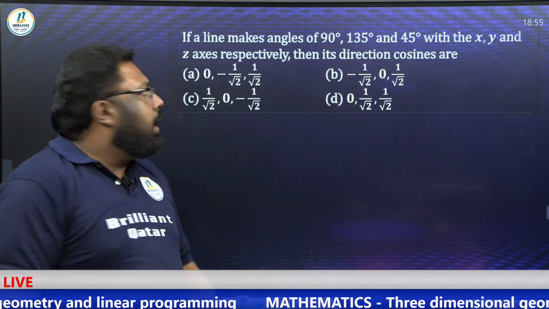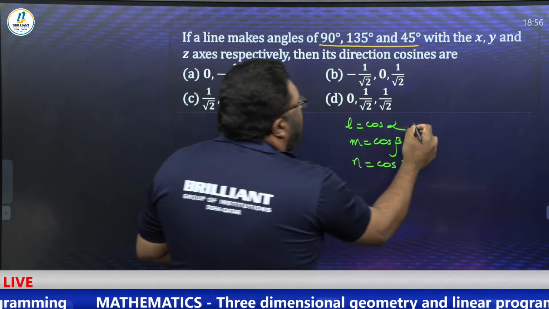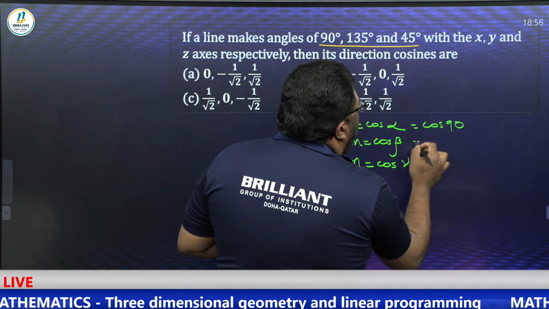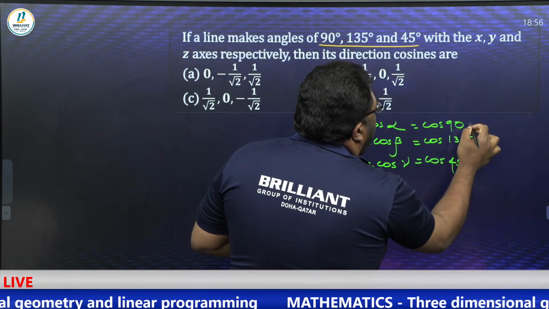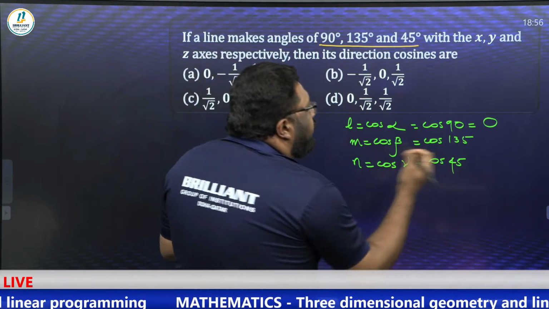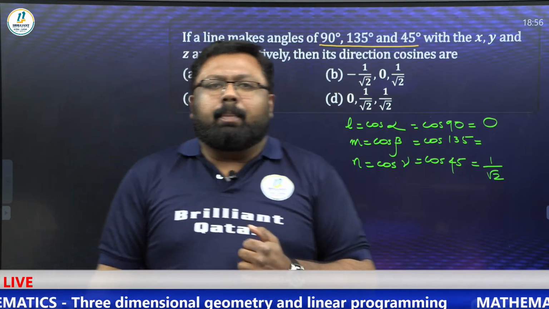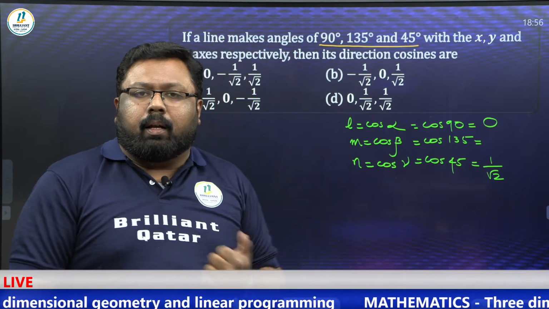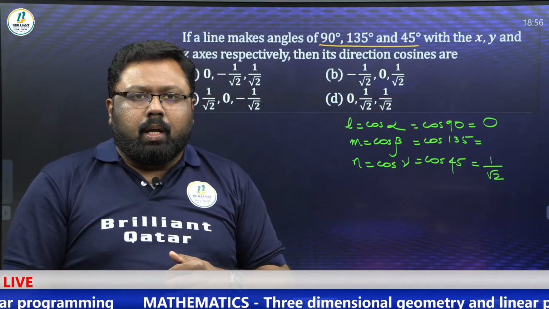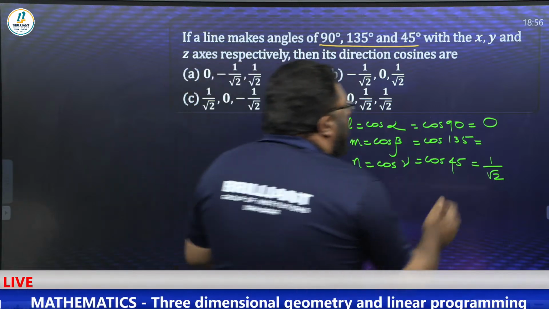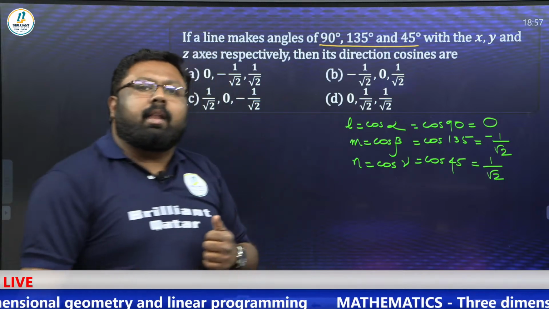Question number 2. Again, this time they are talking about the angles 90, 135 and 45. So it's going to be cos 90, cos 135 and cos 45. Cos 90 everybody knows is 0. Cos 45 everybody knows is 1 by root 2. Cos 135, many students know it, but for those who are not familiar with obtuse angles, just subtract from 180, you get 45. So the corresponding acute angle is 45. Cos 45 is 1 by root 2, but in the second quadrant cos is negative, so minus 1 by root 2.